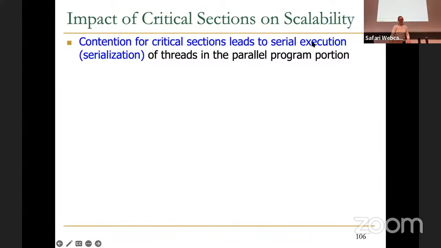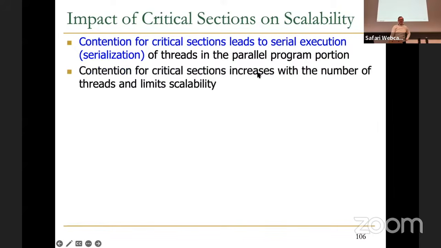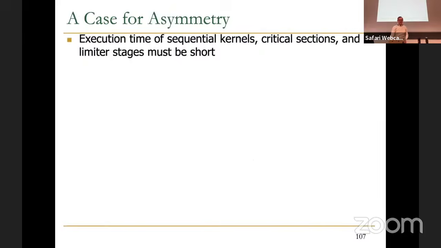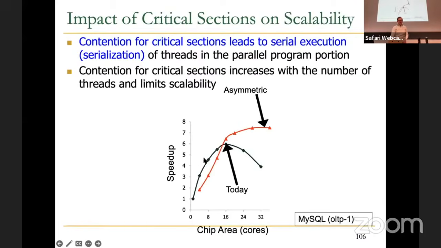Contention for critical sections leads to serial execution of threads in the parallel program portion. Contention for critical sections increases with the number of threads and limits scalability. This was the data from MySQL I showed you over here, right? I'm not going to repeat the same thing, but basically, this is the reason your speed up starts degrading significantly after, I think, 16 areas. It could be 17, don't quote me on it.